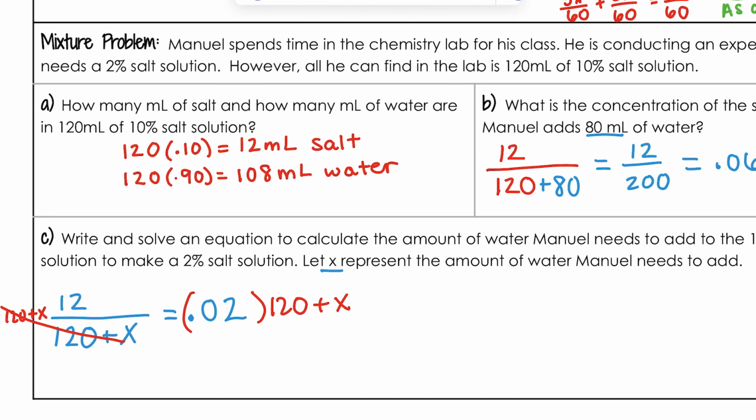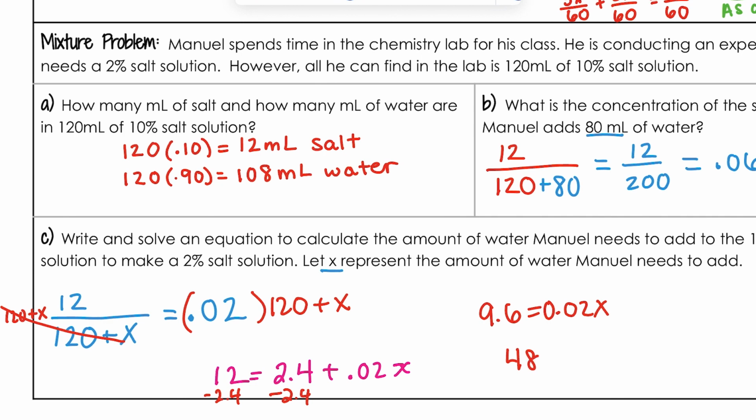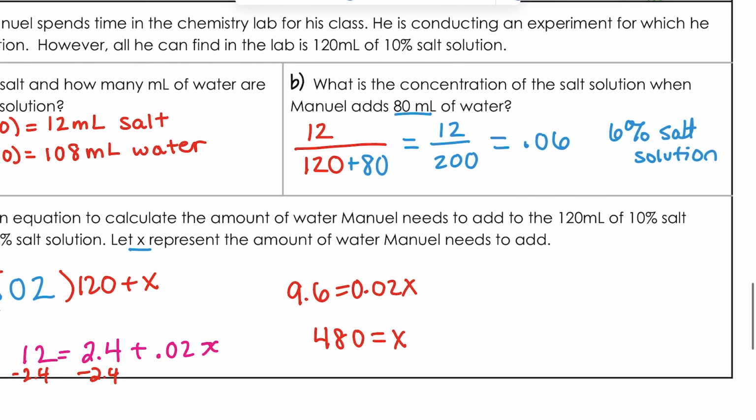All right, so we are going to now distribute 0.02 to the 120 plus x. So we get 2.4 plus 0.02x is equal to 12. Now I'm going to solve this. We will subtract 2.4 from both sides, and I get 9.6 equals 0.02x. Then I'll divide 9.6 by 0.02, and I get 480 equals x. Therefore, he needs to add 480 milliliters of water.